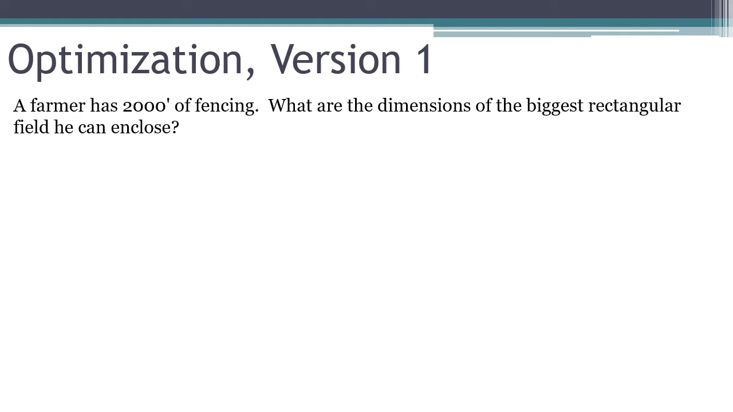So in the last lecture, we looked at some theoretical optimization results. In this lecture, we're going to turn around and look at some practical situations. All right, so we have here a situation where a farmer has 2,000 feet of fencing, and he wants to know what are the dimensions of the biggest rectangular field he can enclose. And by biggest, we mean has the largest area.